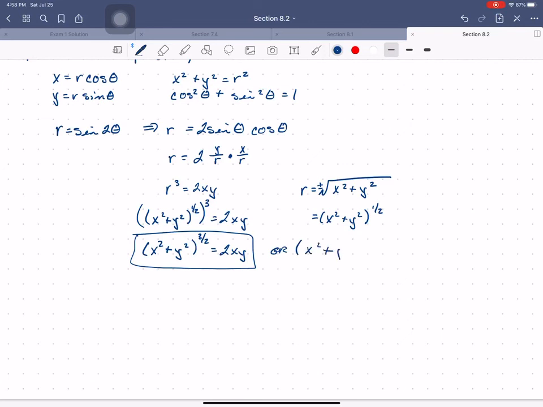x squared plus y squared to the 3/2 power equals negative 2xy, if we wanted to get the whole 4-petal shape. Typically, when you're doing these in the homework, they're only going to ask for one, and this one is going to be your correct one. So typically in the homework, you're just going to take the principal root.